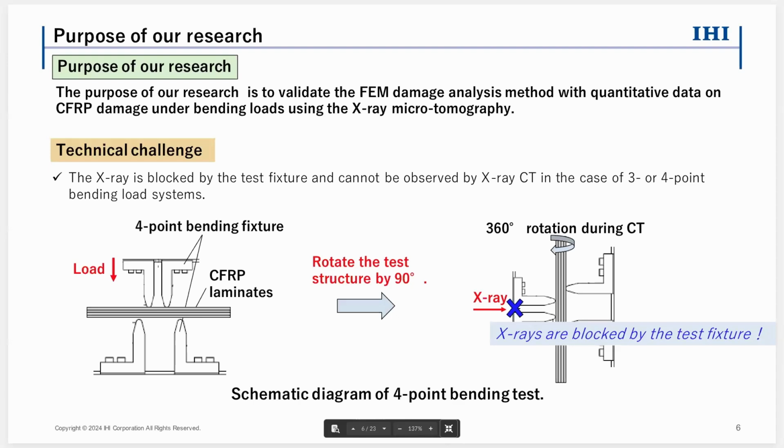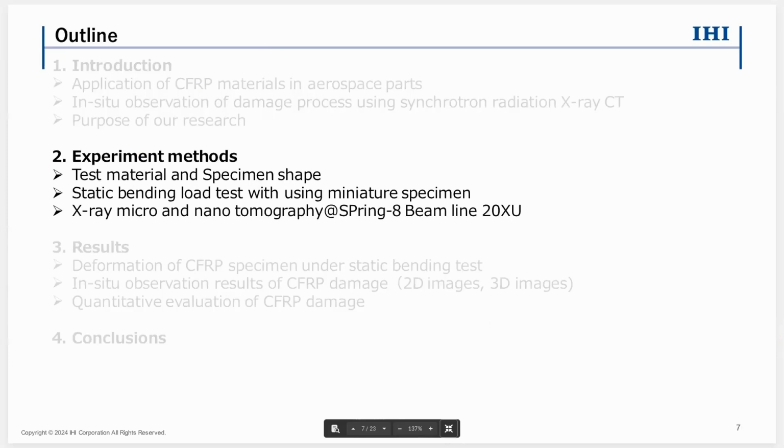However, there is a technical challenge. This is a schematic image of a four-point bending fixture. We need to get a high resolution image, so we have to rotate the test structure by 90 degrees. In this case, the X-rays are blocked by the test fixture. So we will suggest a method to solve this technical challenge. Next, I will talk about the experimental method.